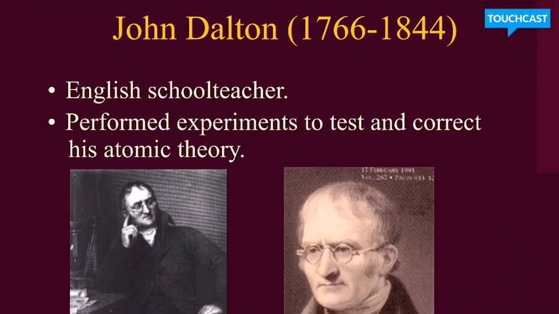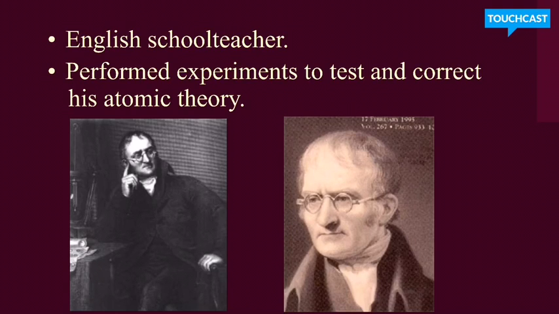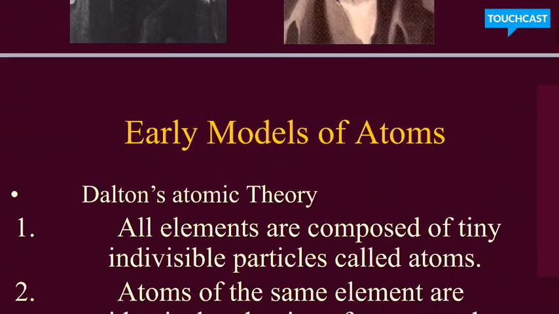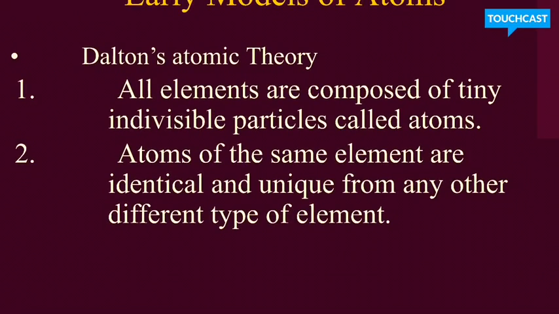John Dalton was one of the first originators of atomic theory. He performed a lot of experiments to test and correct his atomic theory. There were basically four main components of his atomic theory. First, he believed that all elements are comprised of tiny indivisible particles that he called atoms, and that atoms were truly the simplest form of matter. Atoms of the same element were identical and unique from any other type of element.